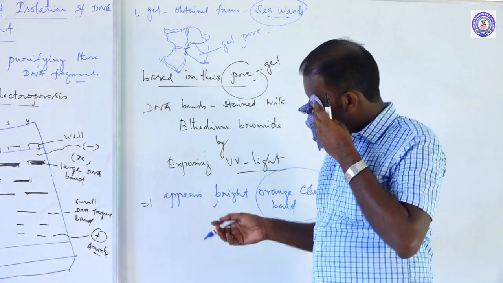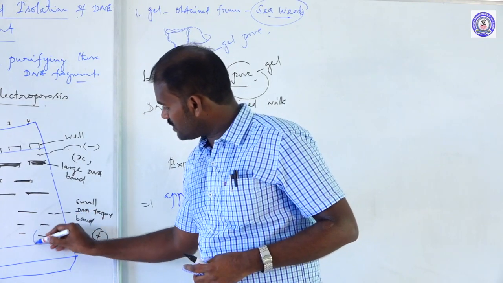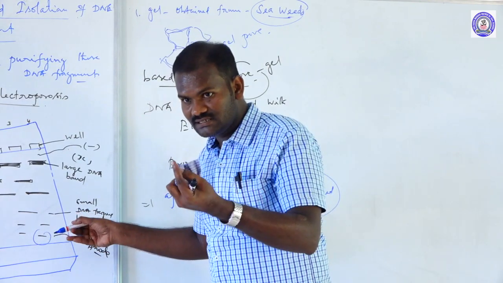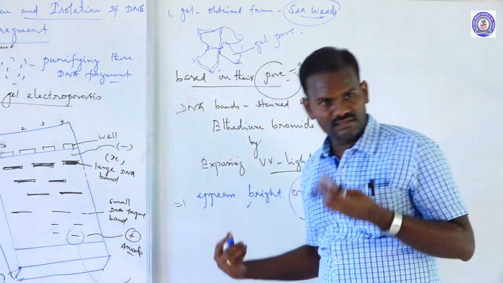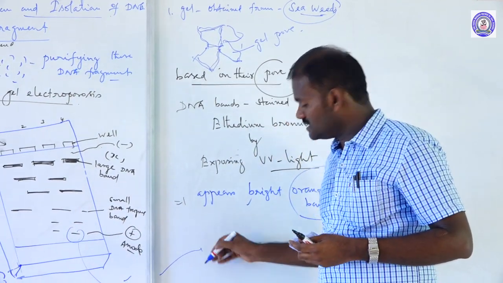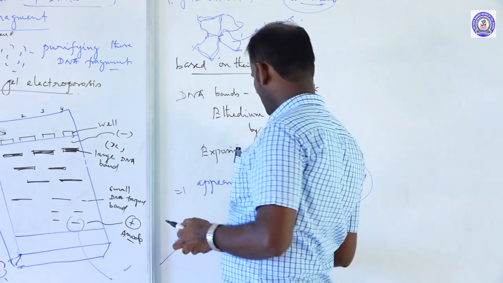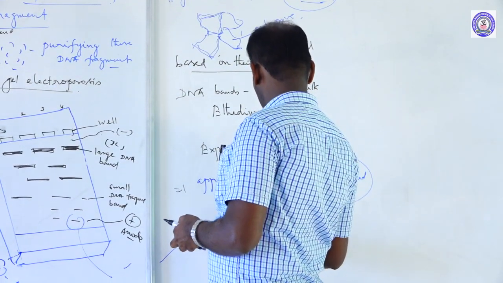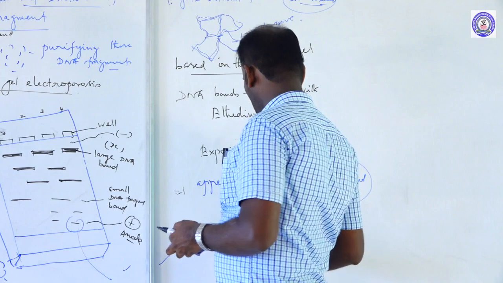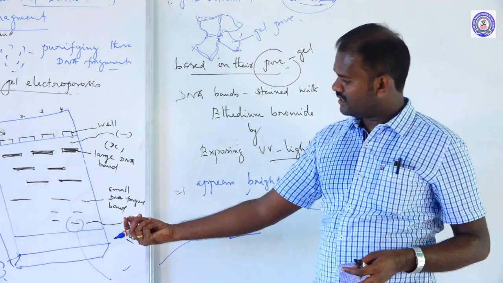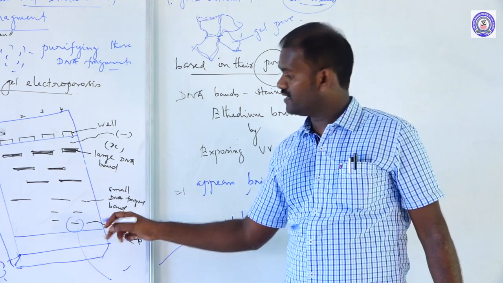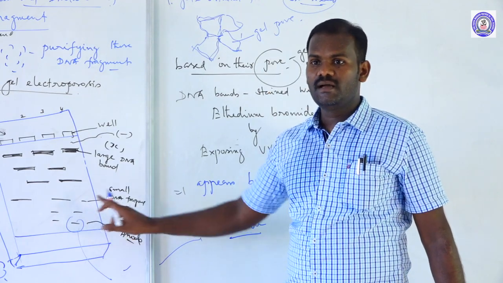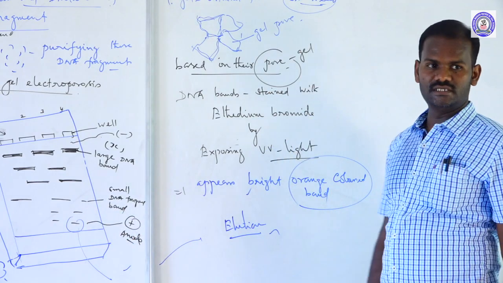Now these bright orange bands are cut away from the gel pieces by a process called elution. Elution is the process of cutting away the small DNA fragment, or purified DNA fragment, from the gel plate.